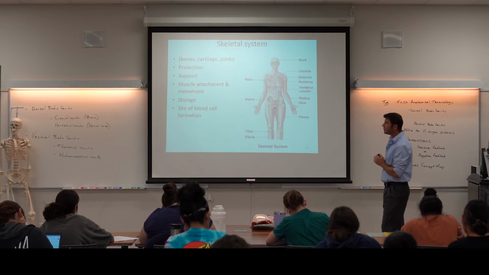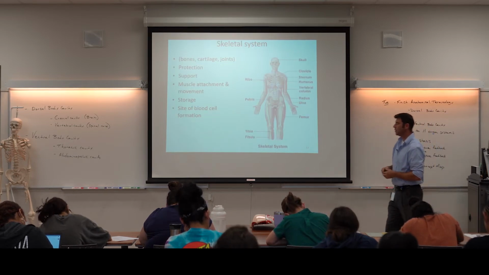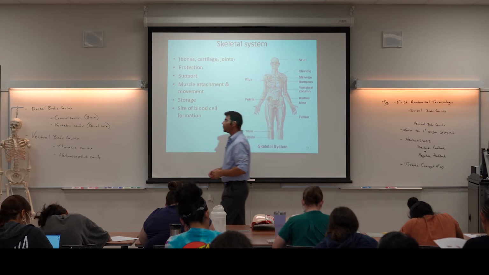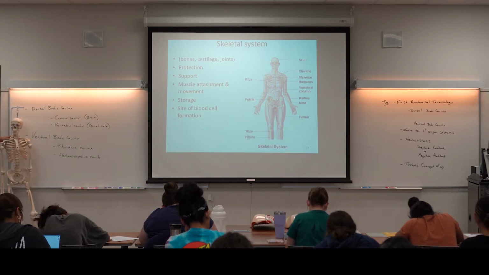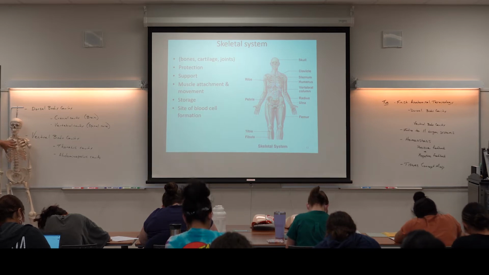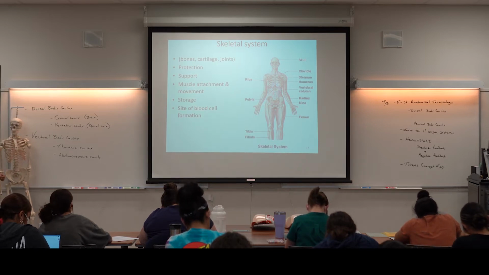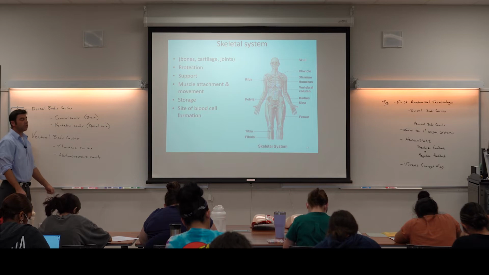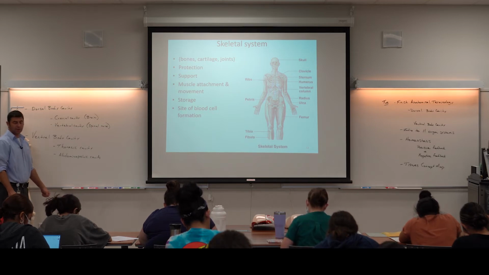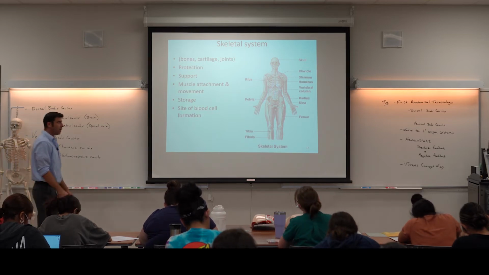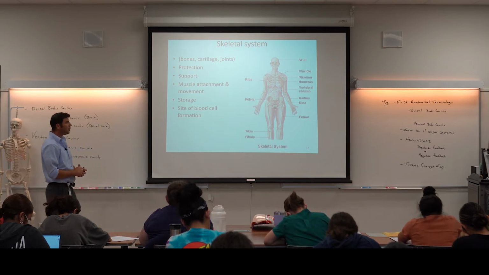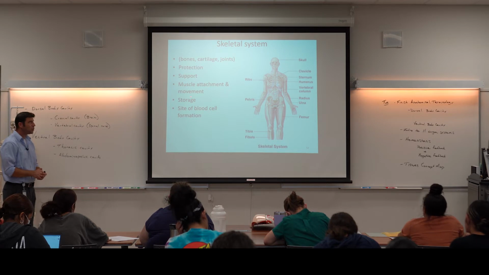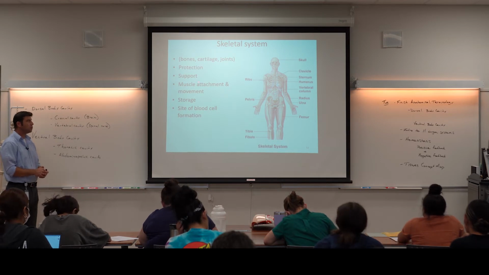The second organ system will be the skeletal system. We've got a skeleton in the front of the room. Some of the obvious functions of the skeletal system are protection of those internal organs. It also gives us support from gravity. We can stand up and walk around with the help of the bones. That's why bones are sometimes grouped into the function of movement.